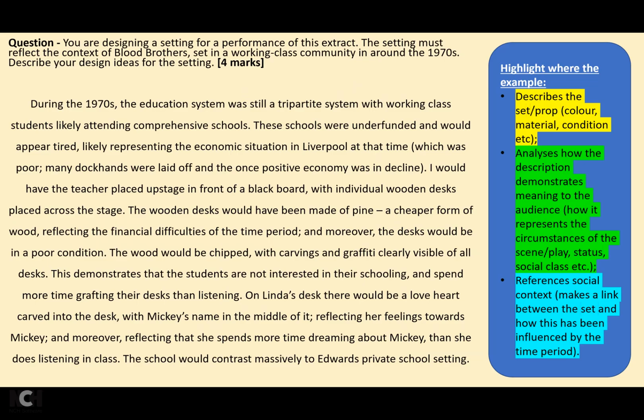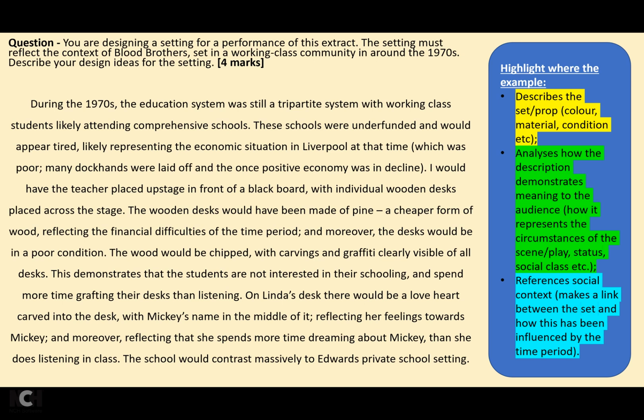Okay, so on your screen in front of you, you will see a question at the top of the screen. You will see some success criteria in a blue box to the right-hand side of the screen, but the screen is mainly filled with an example answer, and we're going to go through that now. So the question is, you are designing a setting for a performance of this extract. The setting must reflect the context of Blood Brothers set in a working class community in and around 1970. Describe your design ideas for the setting. It's going to be worth 4 marks.